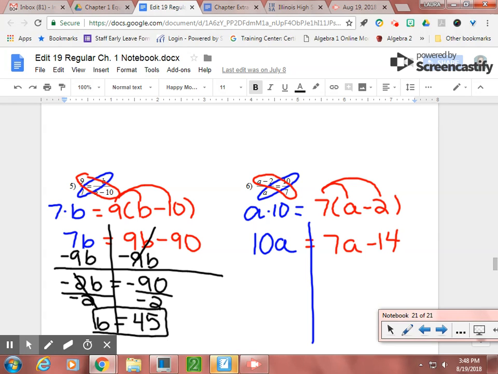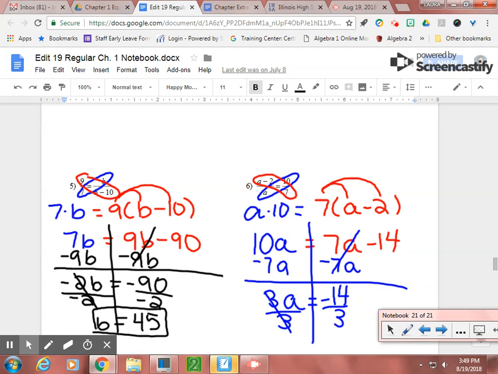Okay, so now I need all my variables to one side. So let's subtract our 7a to get rid of it here and move it over this way. So then I have 3a equals negative 14. Again, trying to isolate our variable, so it's 3 times a. We want to divide. And is negative 14 divisible by 3? No. So we're going to leave it as negative 14 thirds. And that's your answer.